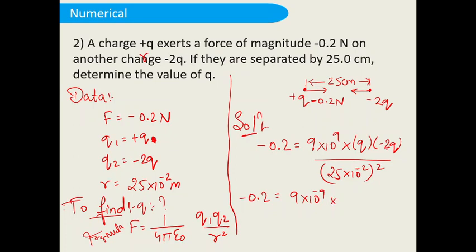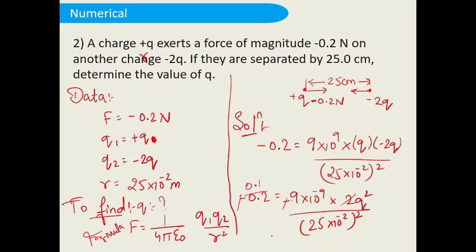And q and minus q again it will become minus. So this is going to be 2q square divided by what? 25 into 10 raised to power minus 2 the whole square. Okay, so negative sign will get cancelled, minus sign will get cancelled. This 2 value will get cancelled, this 2 and this 0.1 it will become 0.1. 0.1 it is nothing but 10 raised to power minus 1.